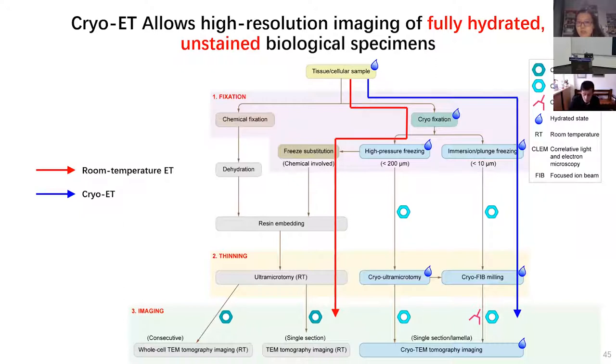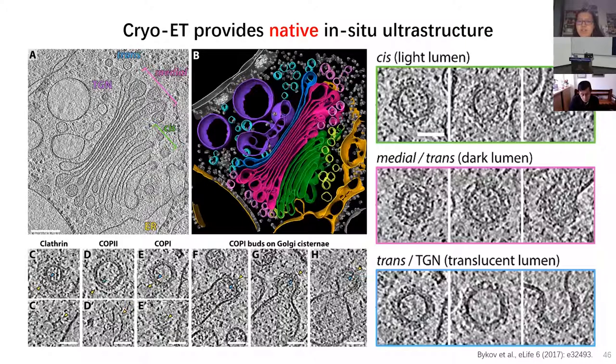I'm not going to explain the details of this complex diagram. The point is that cryo-ET allows direct imaging of hydrated, unstained biological specimens, which circumvents multiple rounds of chemical treatment. That is to say, cryo-ET provides more native structures, closer to native, than room temperature ET. Here is an example.